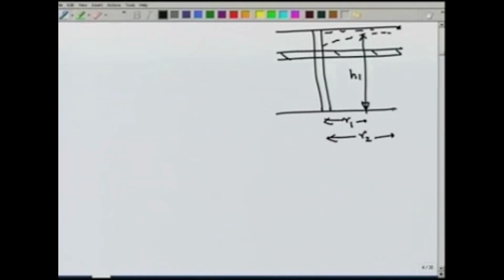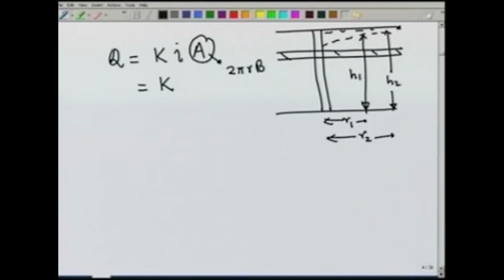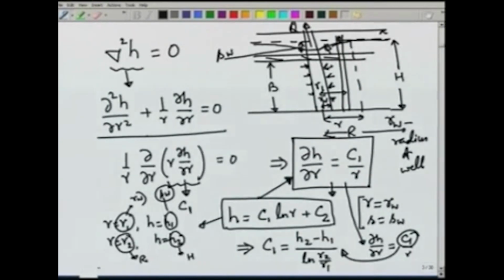so H 1 and H 2. We can get the gradient del H by del R and we can also from there write the discharge as K I A. At any distance r, the area would be equal to 2 pi r into the thickness of the aquifer B, and I is nothing but del H by del r, which we have already seen from here is C1 by r, and C1 is given by this.